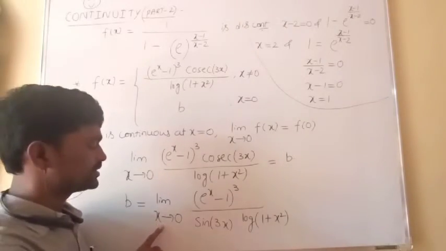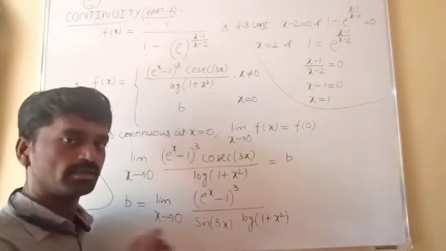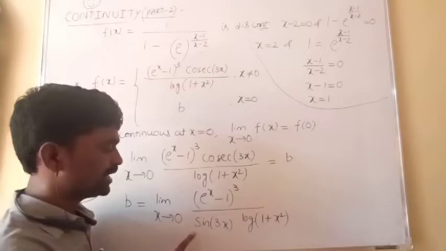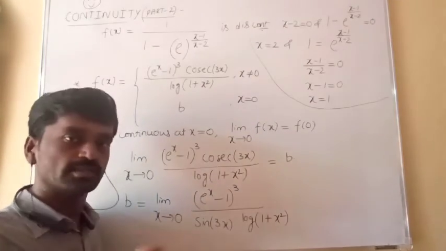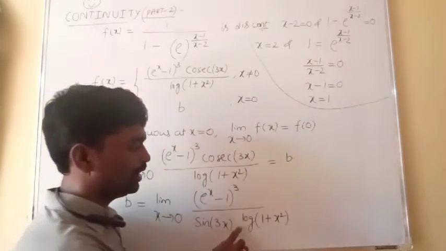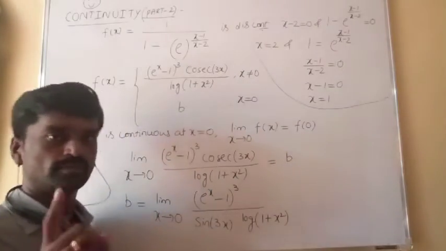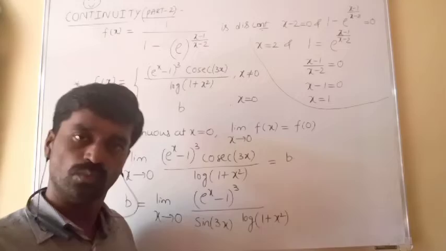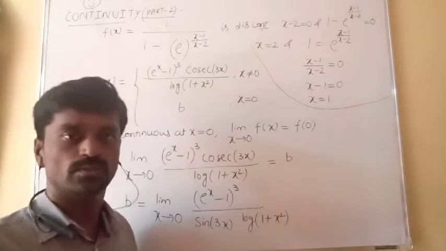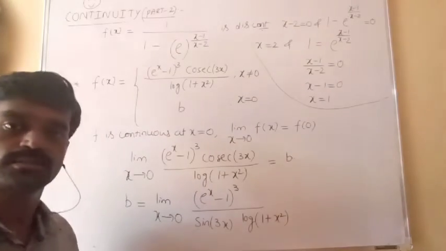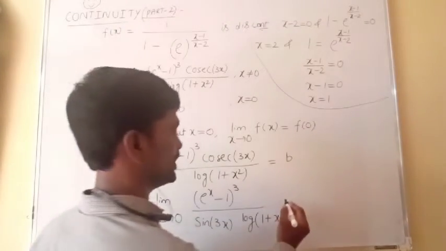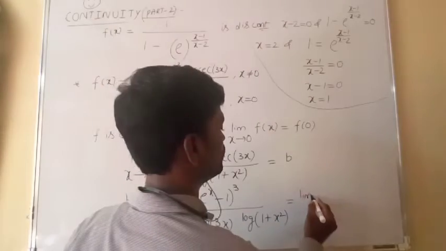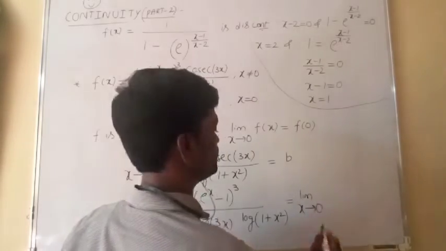So we know that when x tends to 0, e power x minus 1 by x is 1. Sine ax by x is 1. Sorry, sine ax by x is a. Log 1 plus x by x is 1. Okay. Using these 3 standard limits, I am going to evaluate this limit.